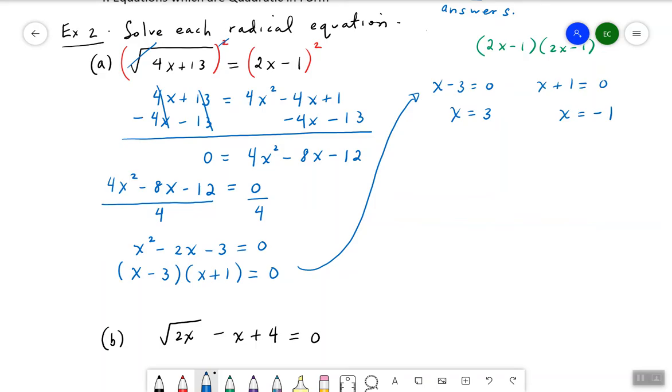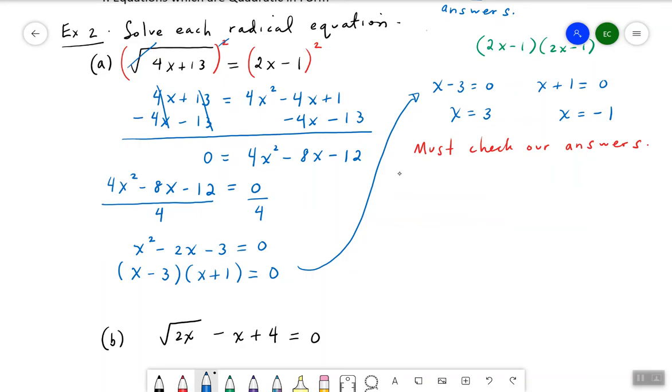Now, I'm not going to box this up yet because remember, there was one more thing we have to do. We have to check. We must check our answers. So let's do that first, and then I'll try to explain why it's so important in this particular type of problem.